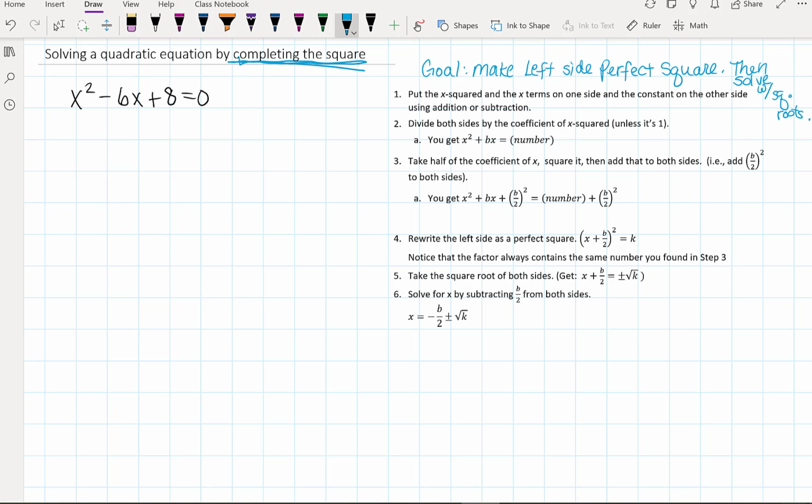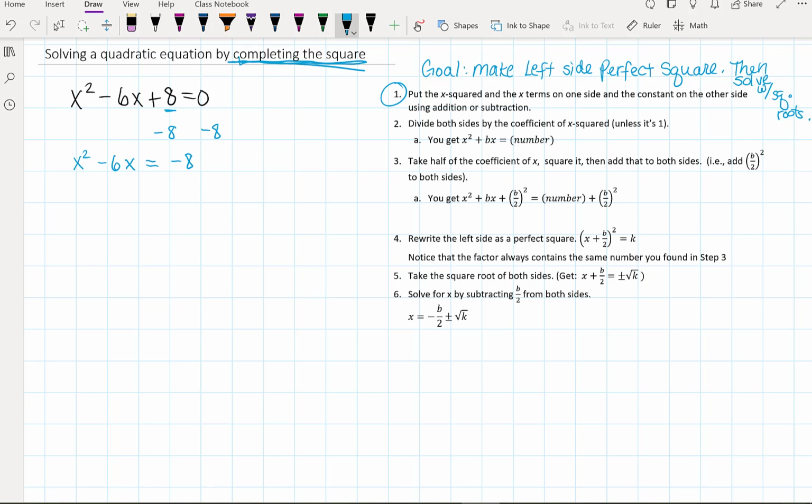All right, so how does this work? Well, the first step when I solve a problem like this is to put the x squared and the x on the same side. So all the terms with x's stay on one side of the equation, and all the constant terms move to the other side. In this case, I need to subtract 8 from both sides of the equation so that the right-hand side no longer has any constants. So I get x squared minus 6x equals negative 8.